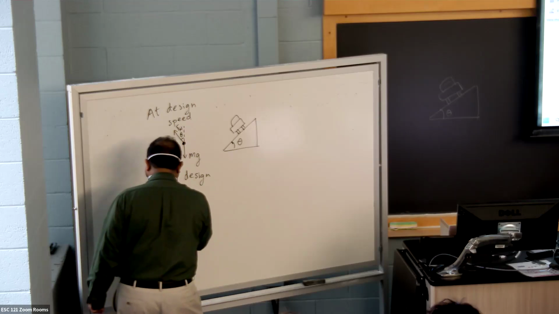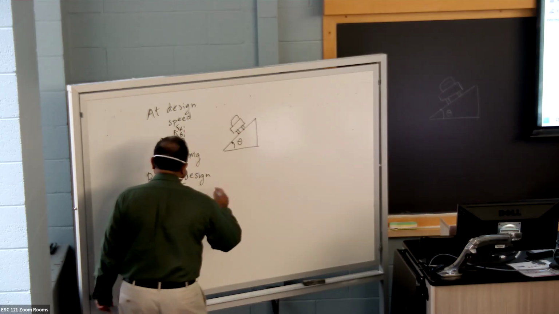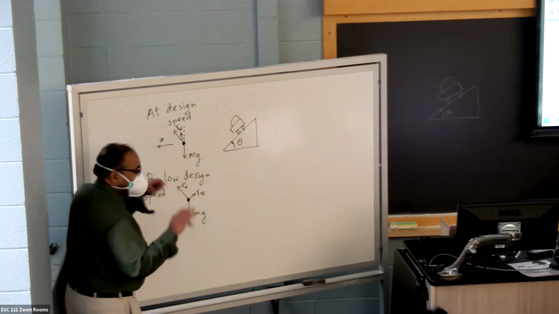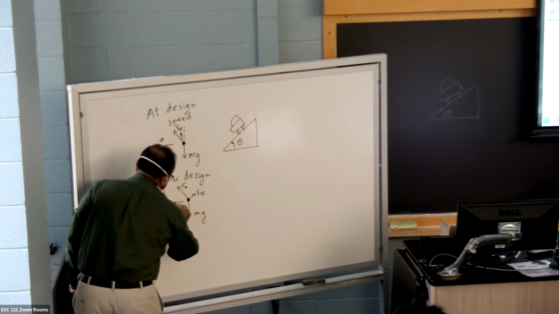So when you're below design speed, you still have mg, you still have Fn. But since you're in danger of slipping down the slope, the force of friction will point up the slope, and it'll be a force of static friction, because even though the car is moving, the tires are gripping the road, and there's no sliding going on between the tires and the road. Yep, acceleration is still horizontal.